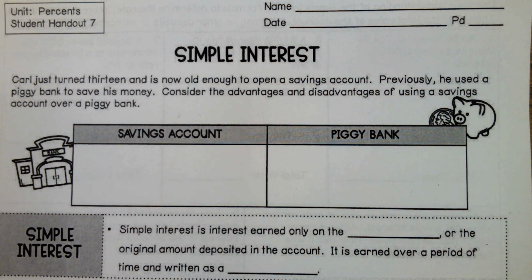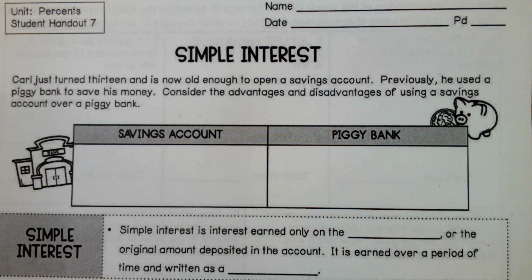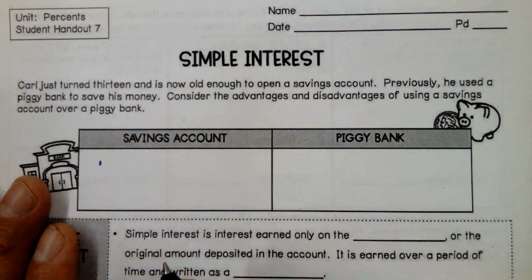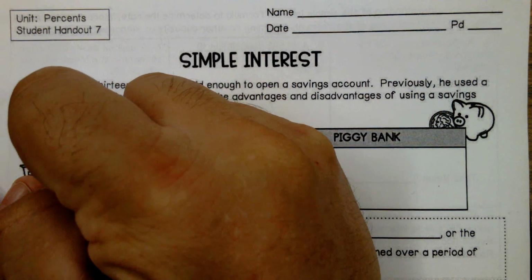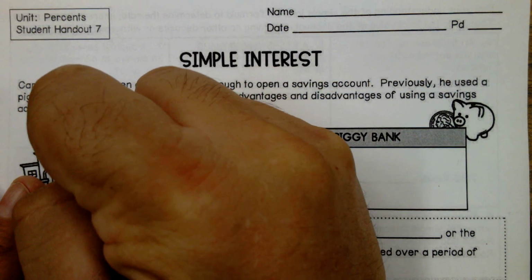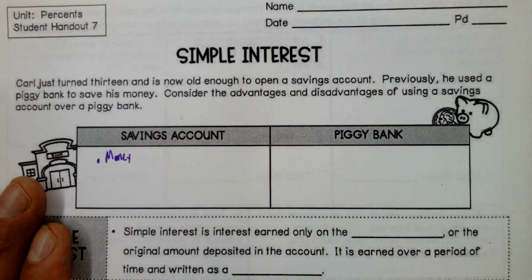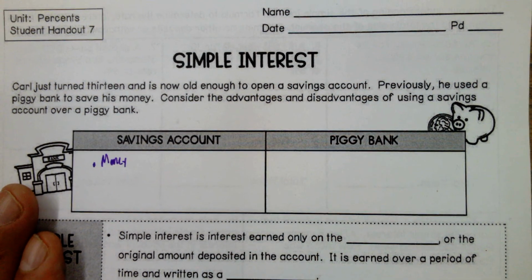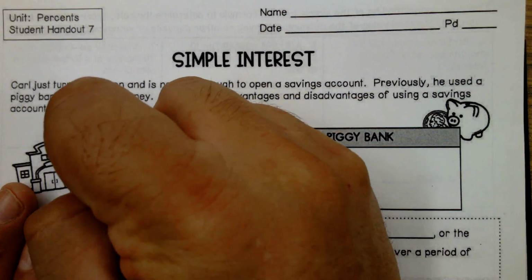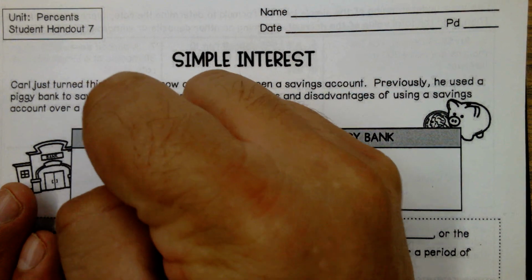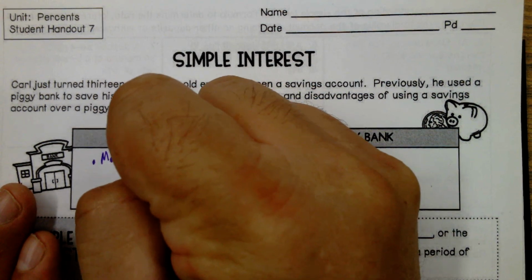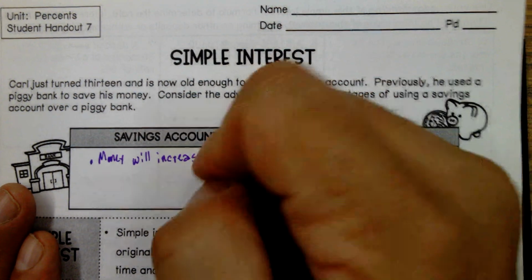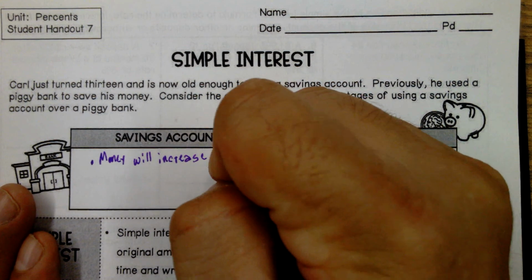Yes. Yeah, money will increase. Like we discussed, if you save $1,000 for a year, you're not going to get $1,000. You'll get some money in interest. One second. Money will increase, and I'll just put interest.